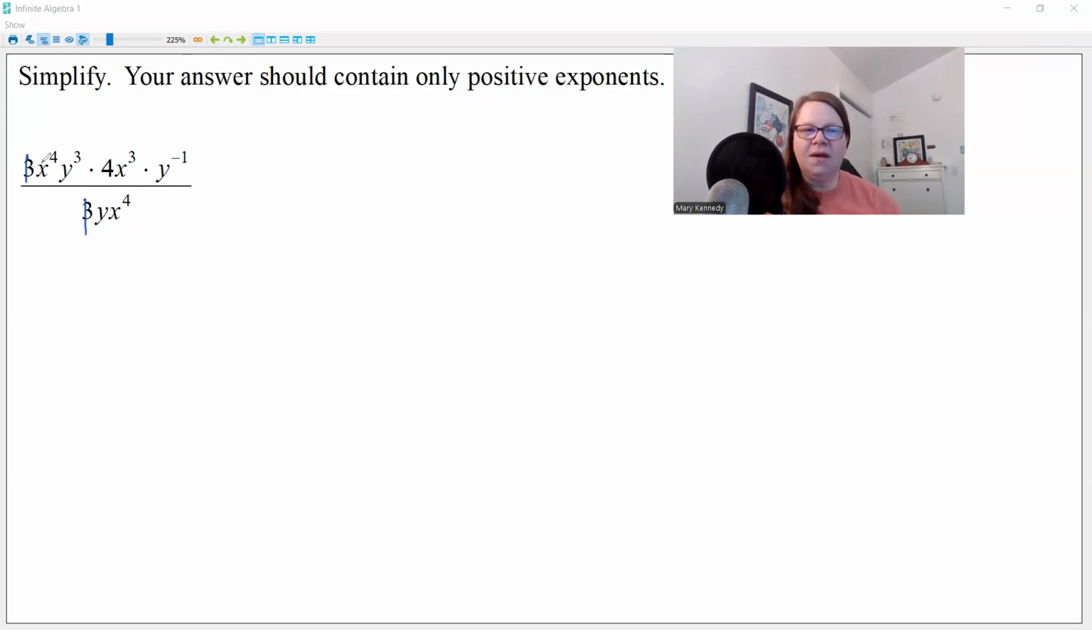X to the 4. Hey, there's an x to the 4th. How nice. All right, I have y's, but I don't have just a plain y. So that's it as far as canceling at this point.